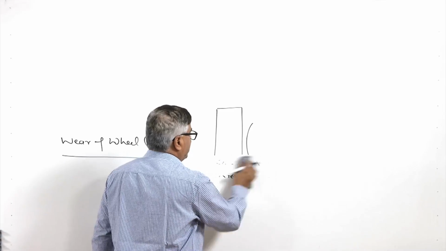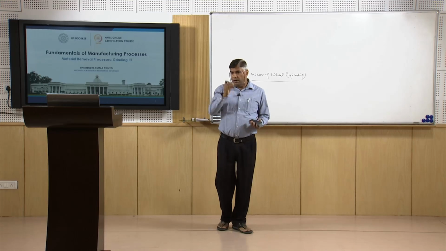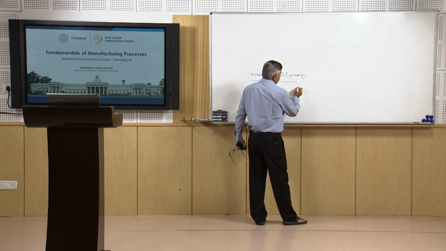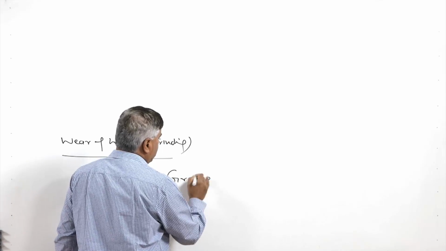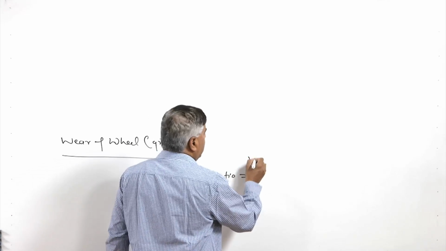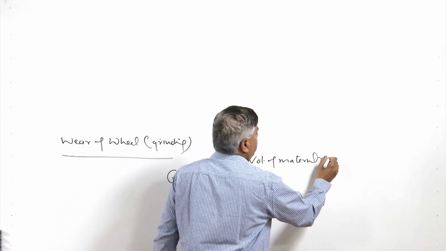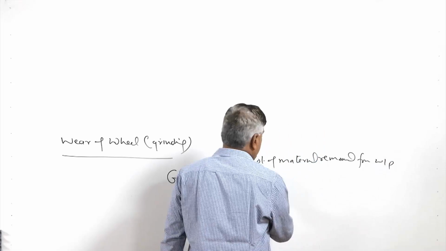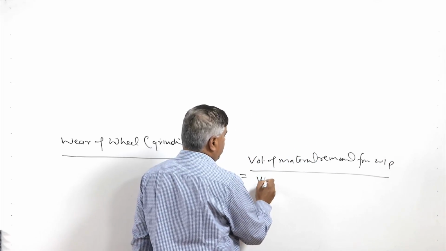In order to quantify the wear of the grinding wheel, some parameters have been developed, and one of them is the grinding ratio. Grinding ratio is the ratio of the volume of material removed from the workpiece divided by the volume of the material which is lost from the grinding wheel.